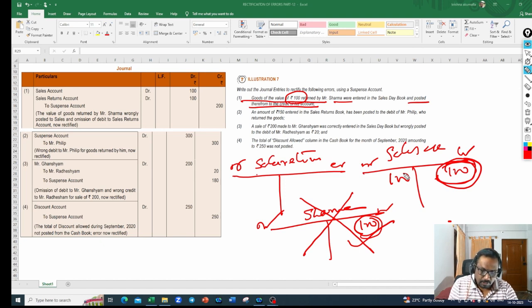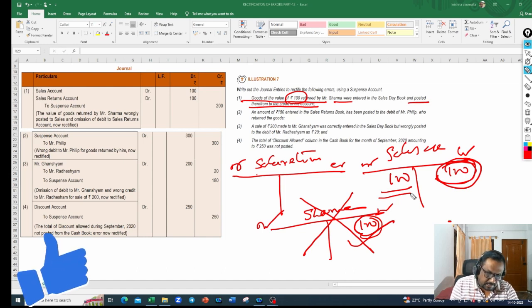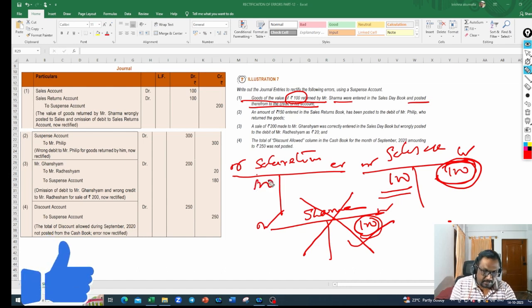Are you getting my point? So this 100 has to be debited to sales account. Where is that supposed to be debited? It is supposed to be debited to sales returns account. Sales returns account 100 rupees you need to debit. This is also not done.